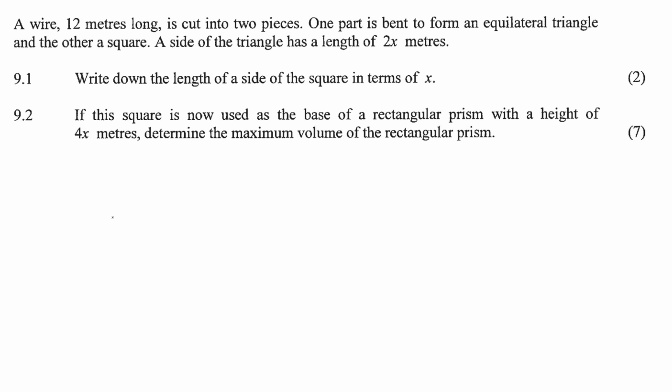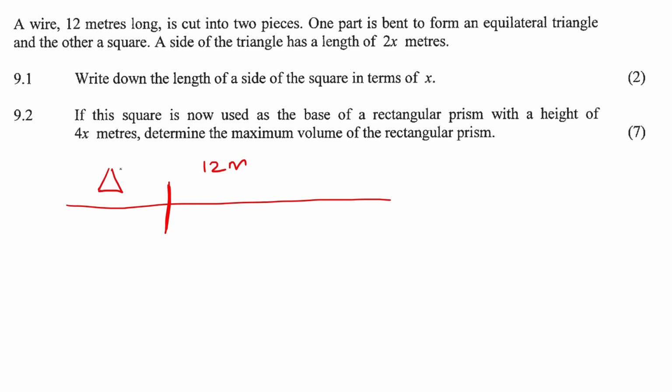A wire which is 12 meters long is cut into two pieces. Okay, so we have a 12 meter long wire. Now it's cut into two pieces. Now don't automatically say 6 meters and 6 meters. What you rather want to do is make it not like that. Make it so it looks like that, for example. Now one part is bent to make an equilateral triangle.